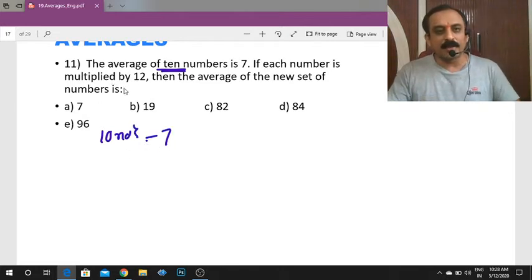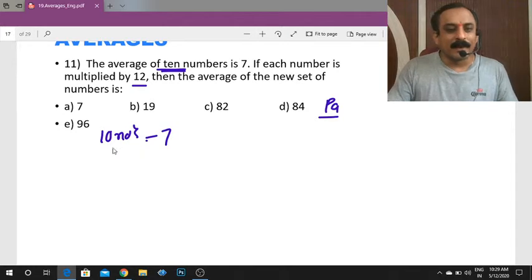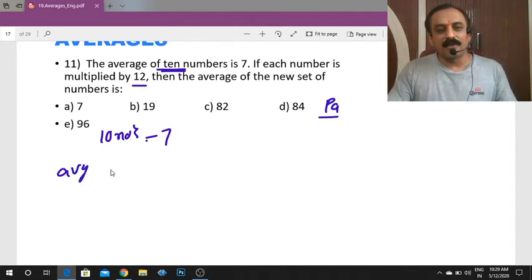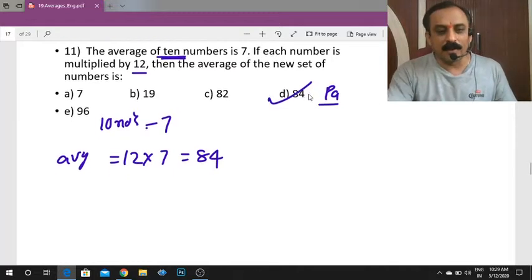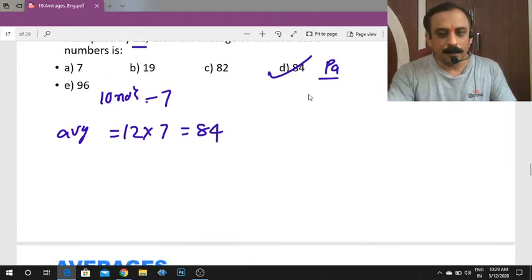If each number is multiplied by 12, yesterday only we covered some formulas. The average of some observations is P. If we multiply each and every number by A, the average of the new observations will become PA. Now, what is the average of the new observations? The average of new observations is 12 into 7, which is 84. 84 is the right answer. Okay.